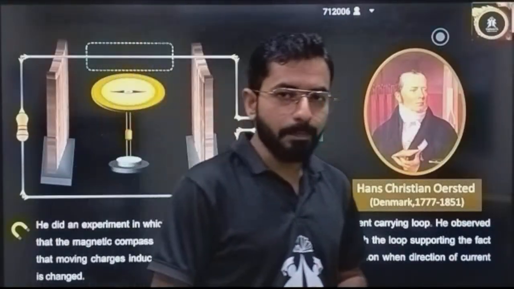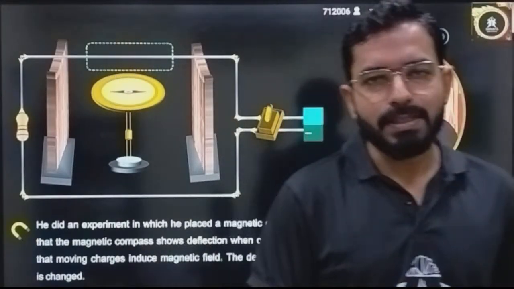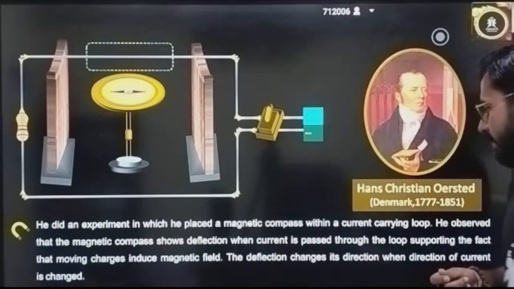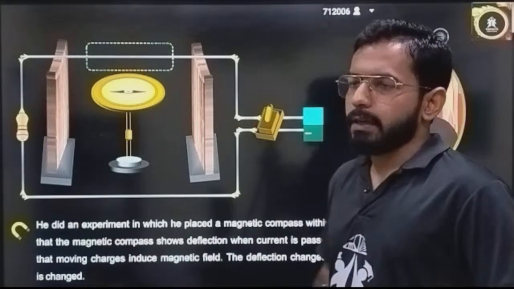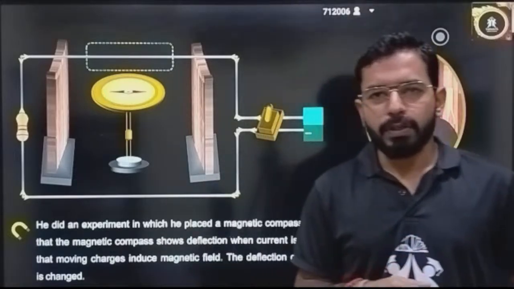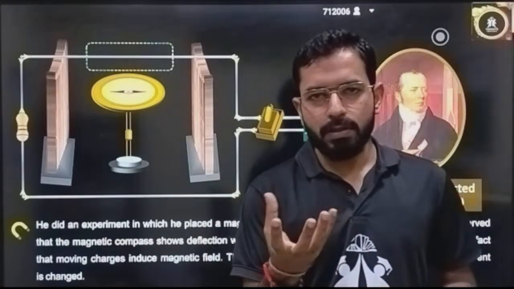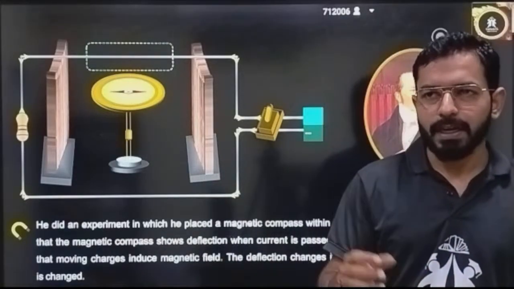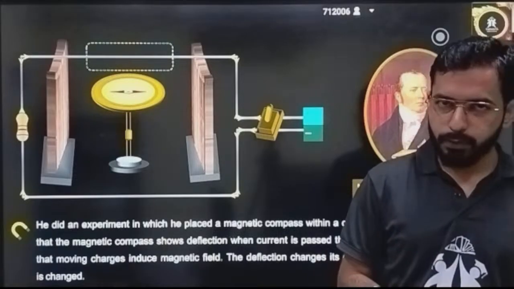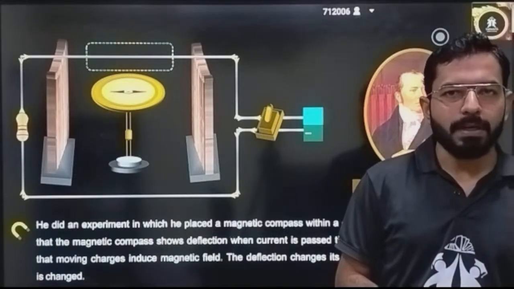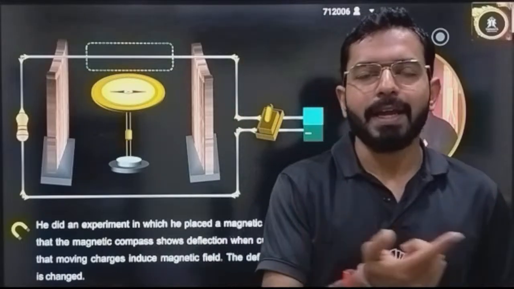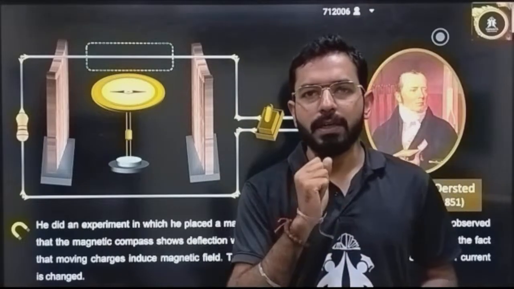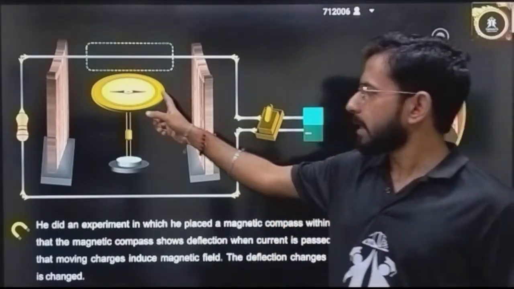So what I have told you is that it is completely connected. What actually happened? There was a scientist named Hans Christian Ørsted. He observed a pattern. A magnetic compass, all of you will know, always shows you the north direction and it will show deflection in a magnetic field. Ørsted took a current carrying loop, and he placed a magnetic compass like this.